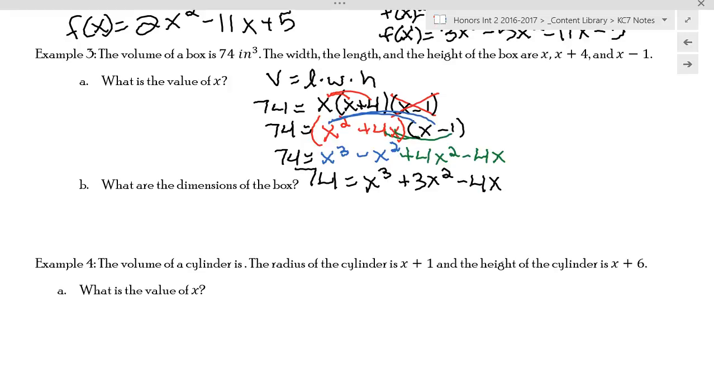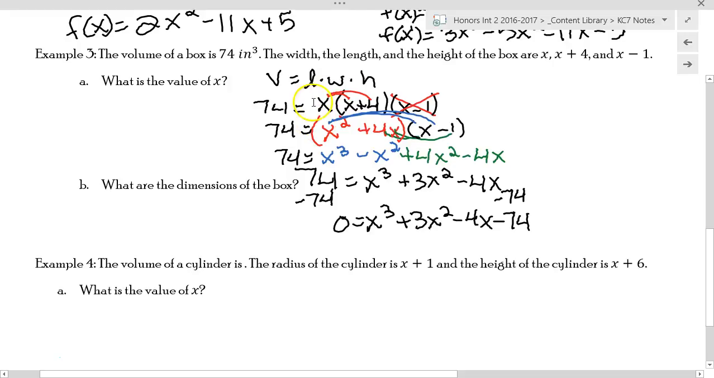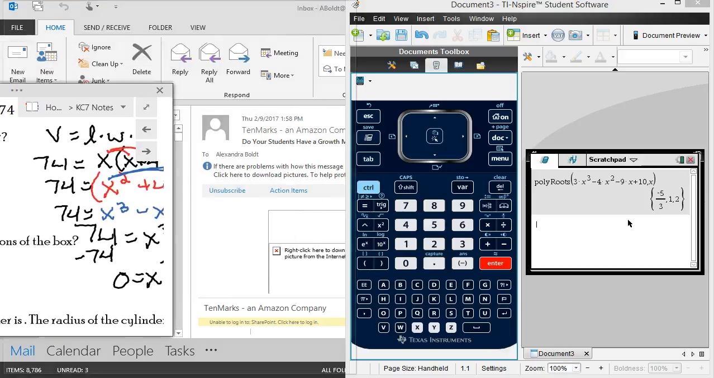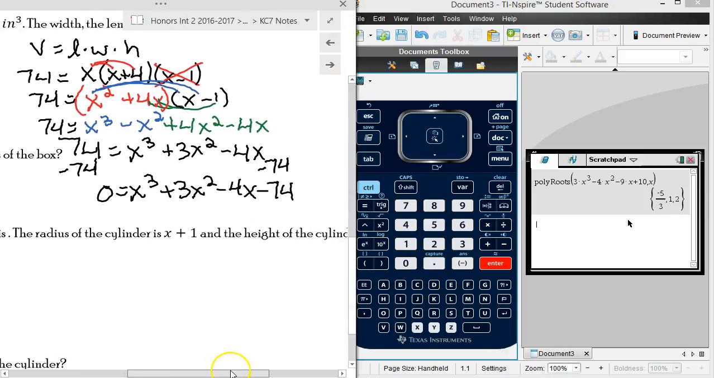So now I want to find the solutions of this. In order to find the solutions, to find the zeros, I need it set equal to 0. So whatever is on this side, I need to get rid of. So I'm going to subtract 74 from both sides. So x cubed plus 3x squared minus 4x minus 74 equals 0. So now I can use my calculator the same way we did before, either using menu 331 or graphing to find my zeros.